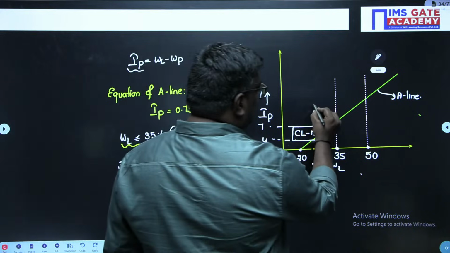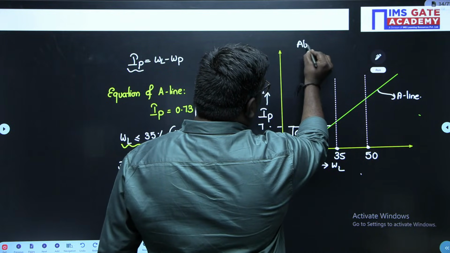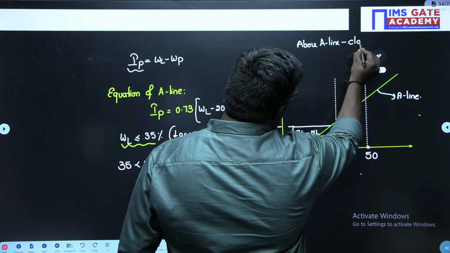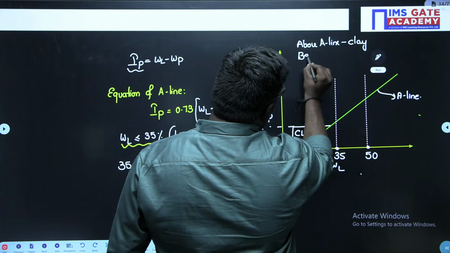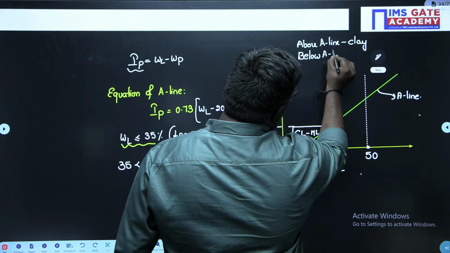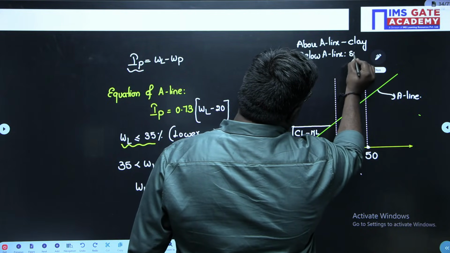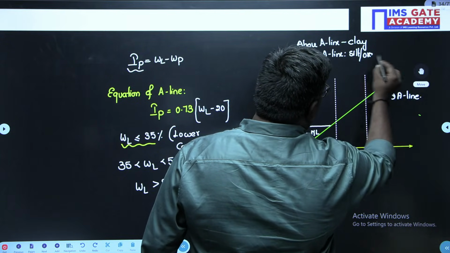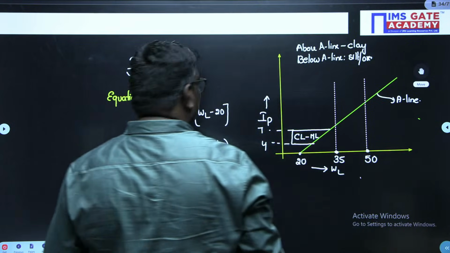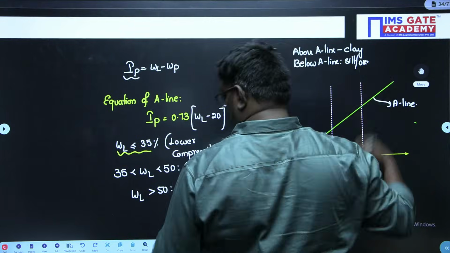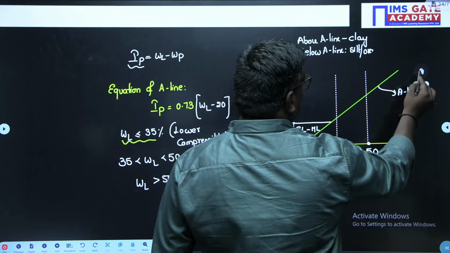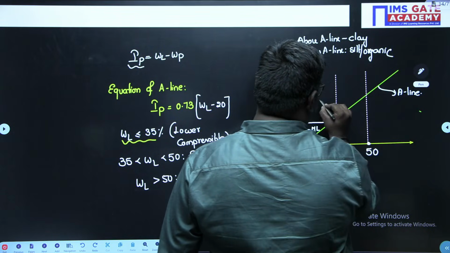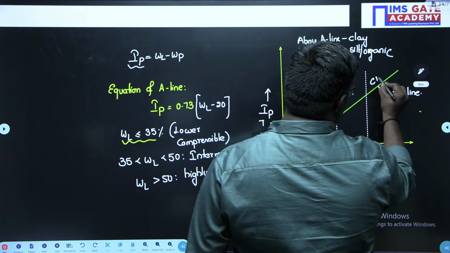Now, above the A line, we usually have clay. Below the A line, we have silt or organic soil. Again, for this differentiation, we have different tests, like color test, odor test and so on. So here we can write CL, CI, CH.